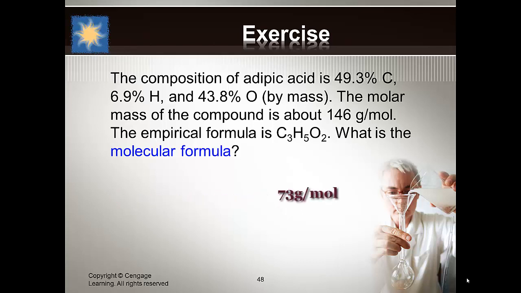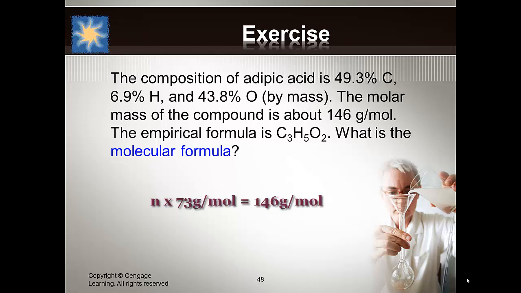73 grams per mole. That's for the empirical formula, and the molar mass is 146. So N multiplied by 73 will give us 146. So N must be 2.